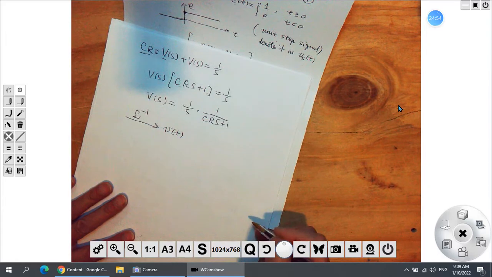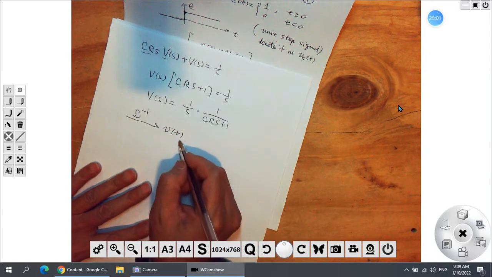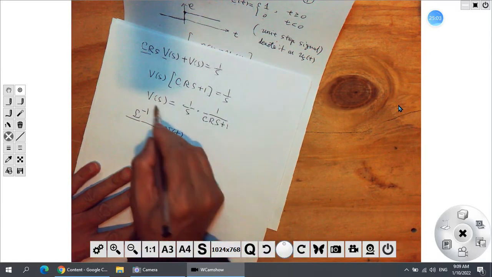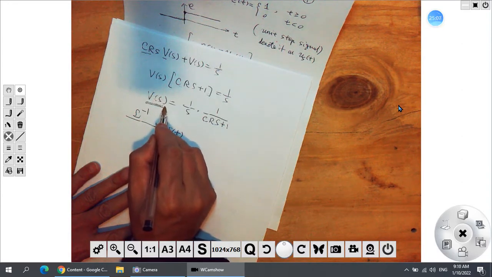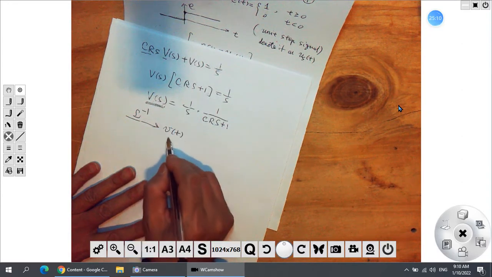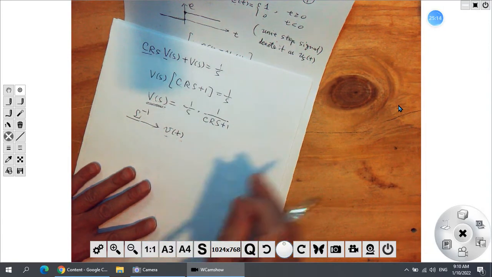Okay, so this is the basic idea to find this v of t. Of course, we didn't finish. We just get this one, we get capital V of s. This is the function in the s domain. Now we want to know what is the time domain. What is the time domain? Okay, this is the problem.